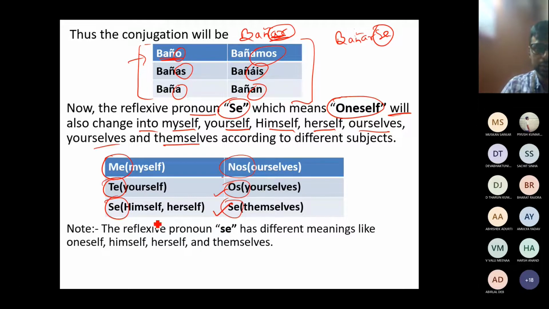The thing which happens here is you can see the pronoun form se has been used twice. So that actually happens. Se has got different meanings. Se means oneself when it is in the original form. When you are conjugating it into third person singular, its meaning will be himself or herself. When you are using it with a third person plural subject, the meaning in English will change into themselves.